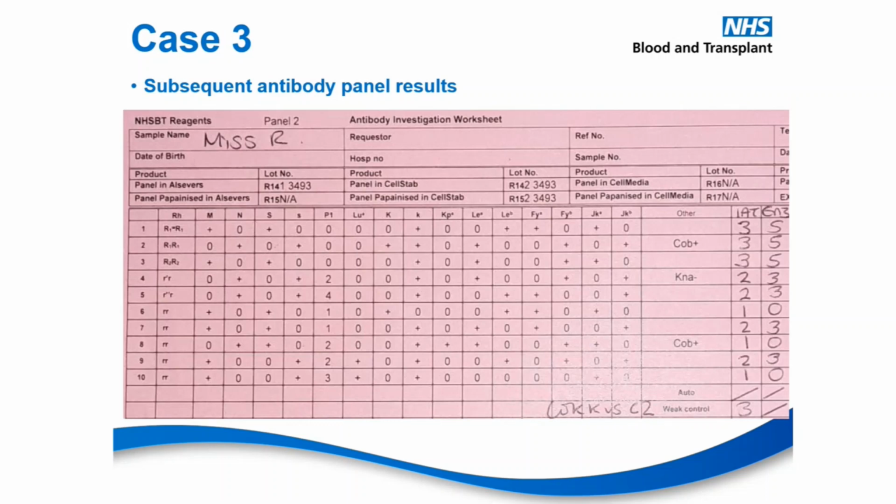And then, subsequent antibody panel results. Again, we're looking to prove the presence of antibodies individually and to exclude all other antibodies, to make sure that she hasn't developed any new antibodies. We did the two panels initially, and then further cells were needed to prove all the existing specificities that we knew were there.